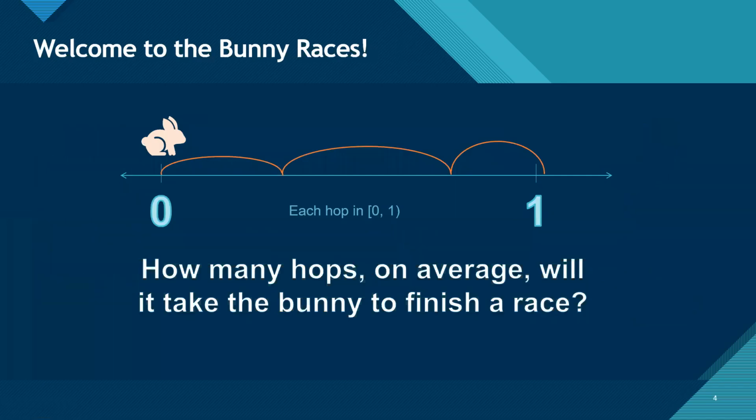So I've got a little picture here. I want you to imagine that we've got a little bunny at 0. He's microscopic, of course, and he wants to finish this race, which he'll know he's done when he crosses 1. So he's constrained to take little hops in an interval from 0 inclusive to 1 exclusive. And we're going to just ask this dumb question, as if we care on a Saturday: how many hops on average will it take that bunny to finish the race?